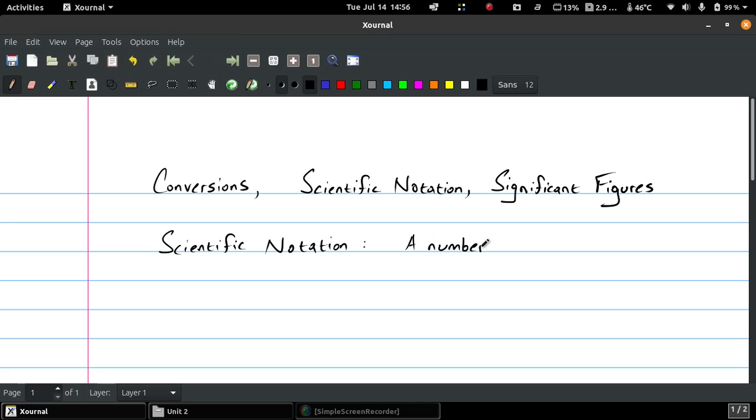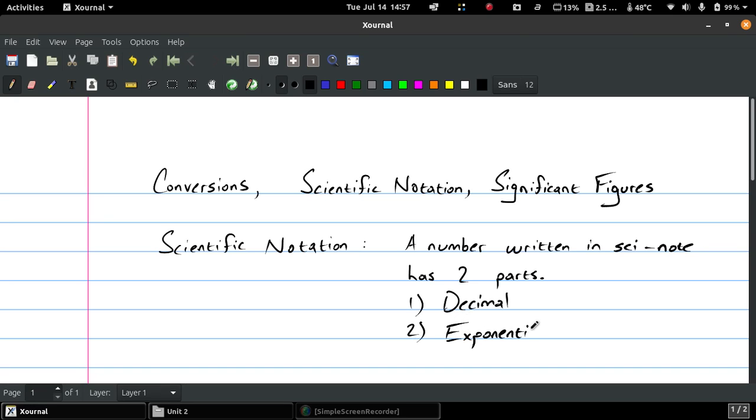A number written in scientific notation has two parts. I'm just going to write a side note, but the definition's right there. So our first part is going to be a decimal. And the second part is exponential. So it's got a few rules that you follow.